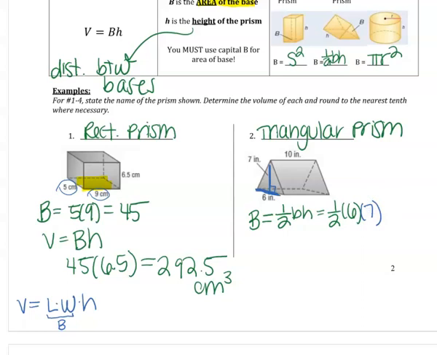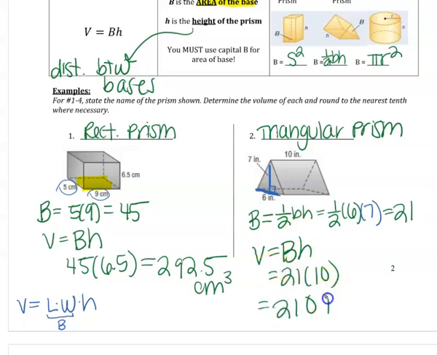So 1/2 of 42 would be 21. Now the distance between the bases is 10. If volume equals area of the base times the height, we've got 21 times 10, so 210 inches cubed. And that's the volume of your triangular prism.